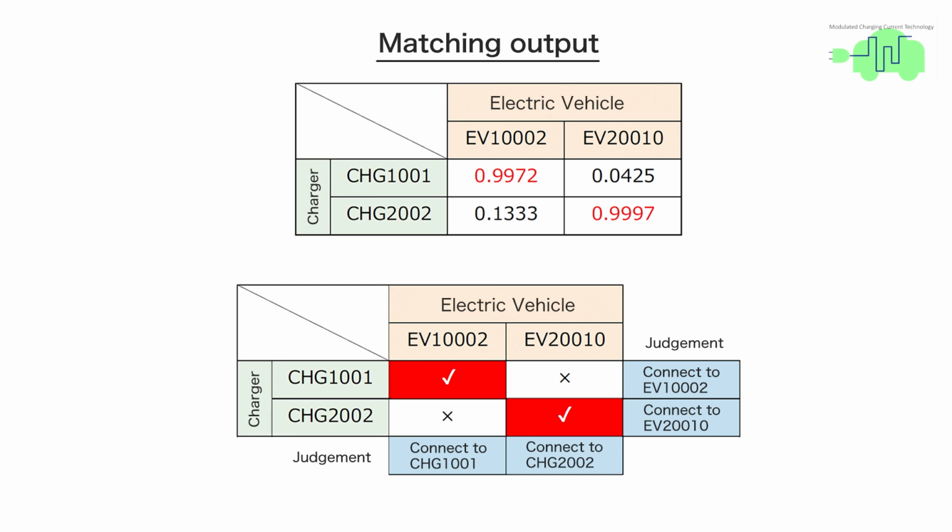The output of the matching sequence is shown below. Charger 1001 was correctly identified to be connected to EV 10002, and charger 2002 was correctly identified to be connected to EV 20010.